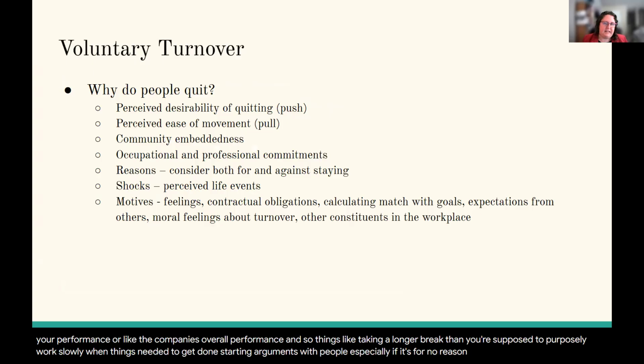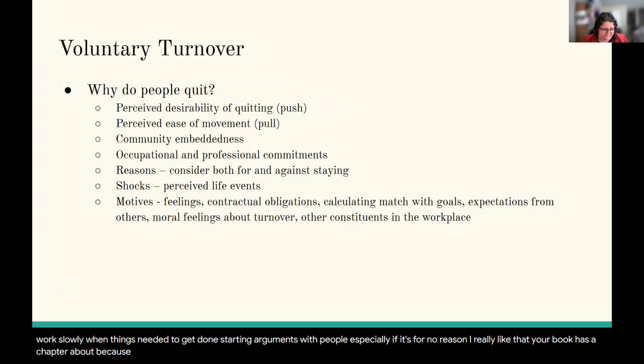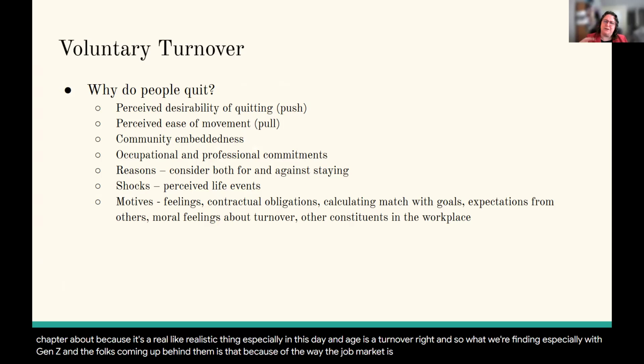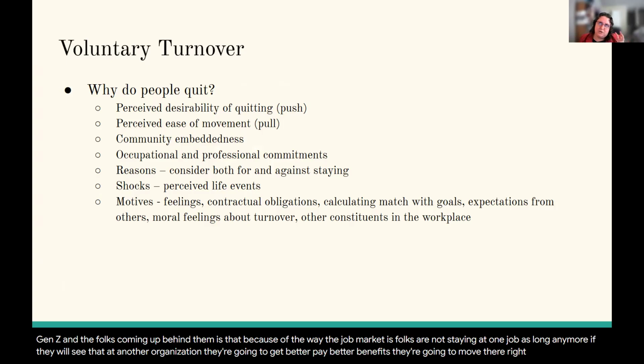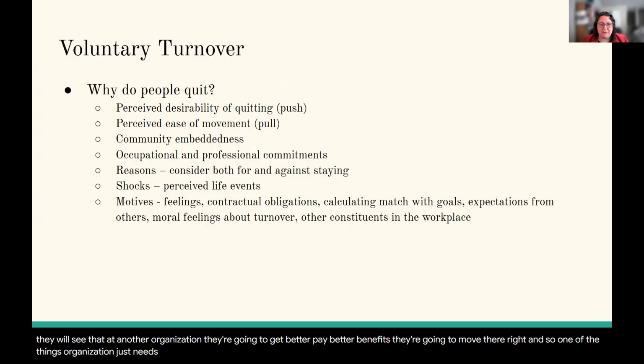One of the things I really like that your book has a chapter about, because it's a realistic thing, especially in this day and age, is turnover, right? What we're finding, especially with Gen Z and the folks coming up behind them, is that because of the way the job market is, folks are not staying at one job as long anymore. If they see that at another organization they're going to get better pay, better benefits, they're going to move there, right? So one of the things organizations need to think about is, why are people quitting? Why are people voluntarily turning over, leaving?